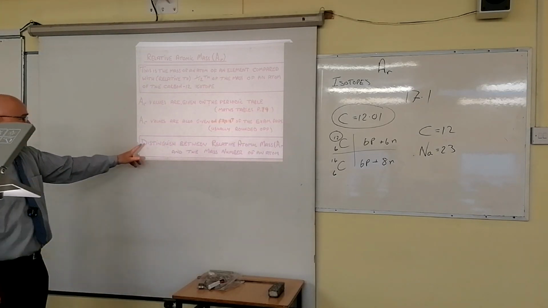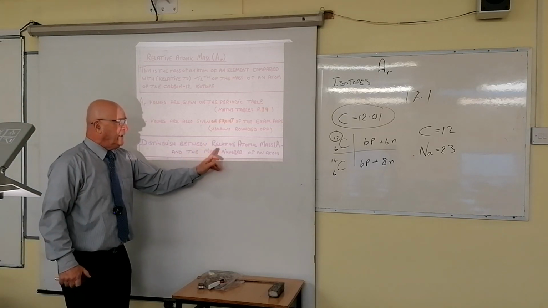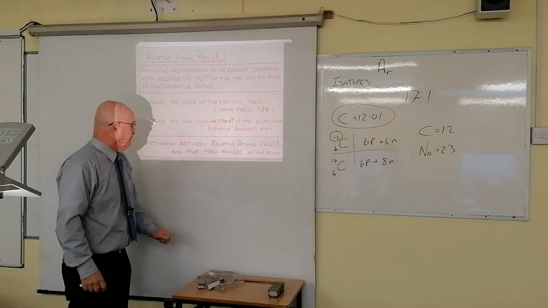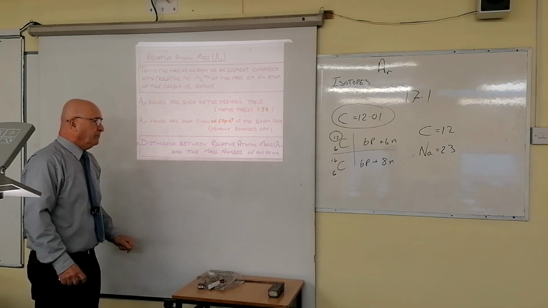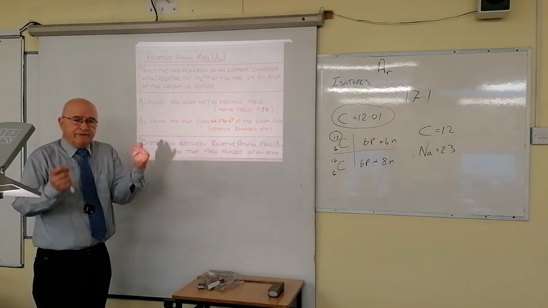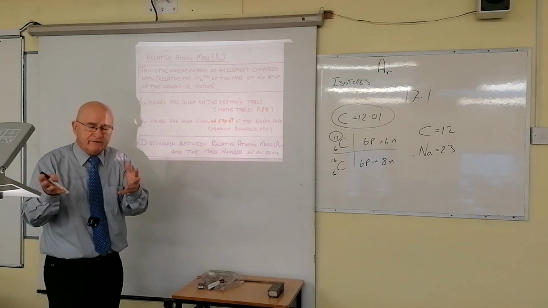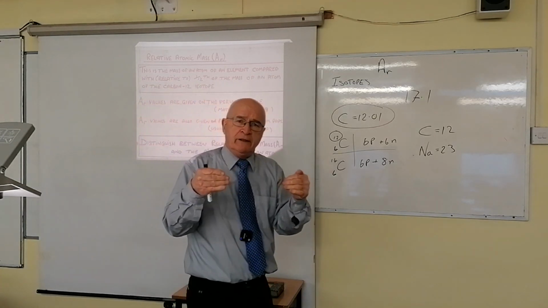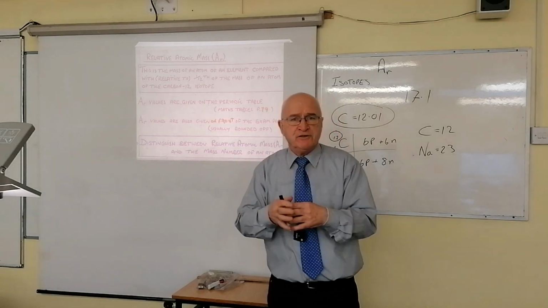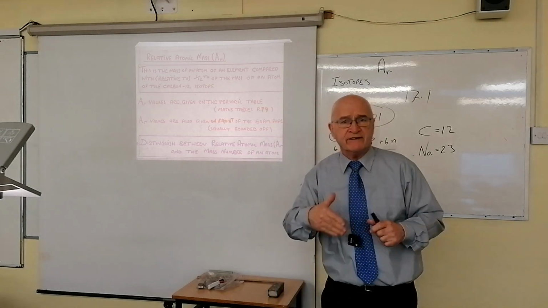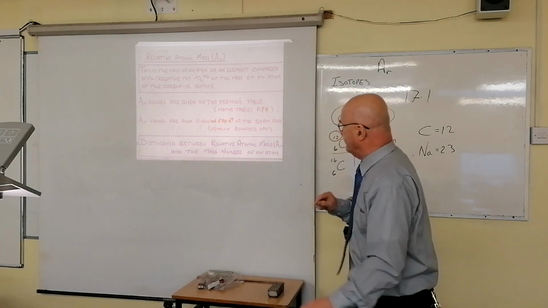Everybody has confusion here now. Distinguish between relative atomic mass, AR, and the mass number of an atom. Now, that begs the question always, whenever you're asked in Leaving Cert to distinguish between two things: where did you meet them? Out of what context did you take them? What chapter was it in?